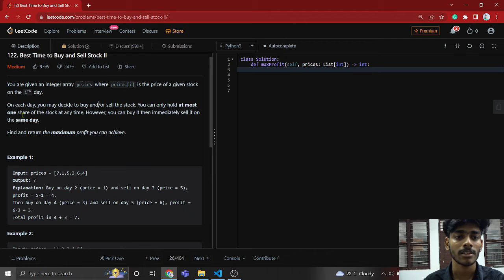On each day, you may decide to buy and/or sell the stock. You can hold at most one share of the stock at any time. However, you can buy it and sell it on the same day. We have to return the maximum profit that we can achieve.